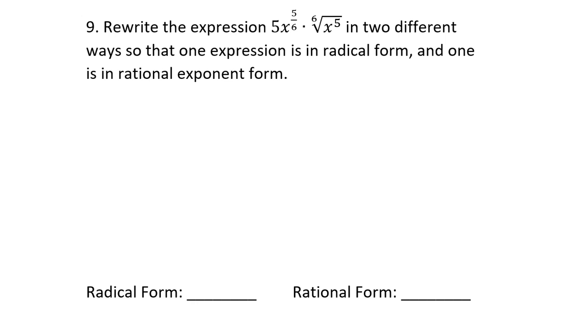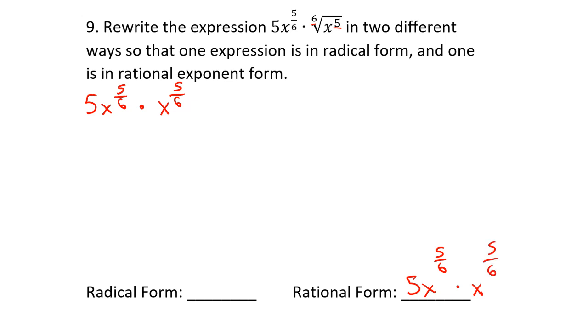Problem 9. It asks us to rewrite this expression in two different ways, one in radical form and one in rational exponent form. So the easiest one to start off with is rational exponent form, because we can take the problem here and rewrite it as a fractional exponent. So 5 over 6. Exponent goes on top, index goes on the bottom. And so we have the rational form, 5x to the 5 over 6 times x to the 5 over 6.